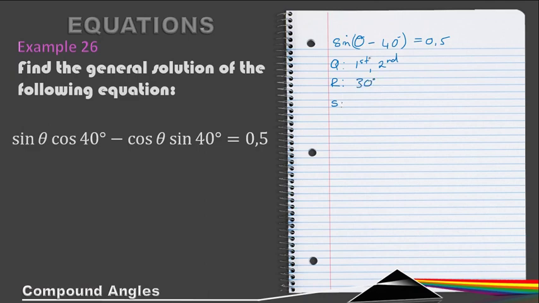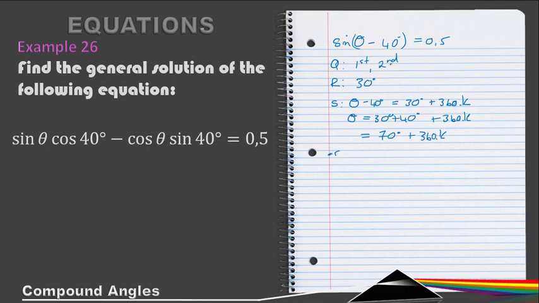And then I solve. We start with the first quadrant, and the first quadrant is just my reference angle plus 360k. So theta minus 40 degrees is equal to my reference angle plus 360k, because sine repeats itself every 360 degrees. And then to finally solve for theta, theta is equal to 30 plus 40 degrees plus 360k, and this is equal to 70 degrees plus 360k.